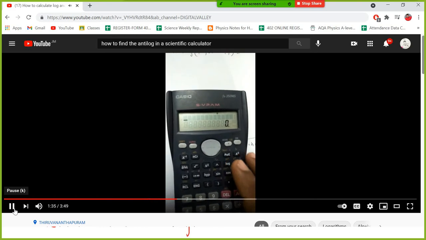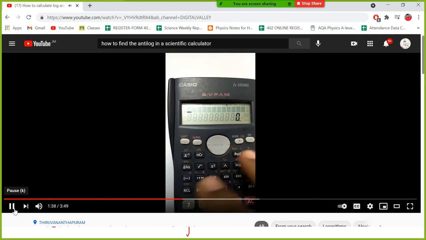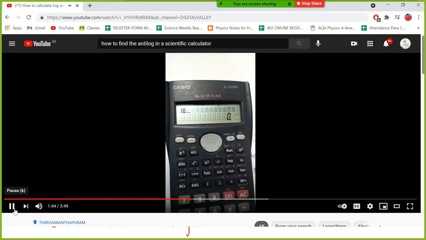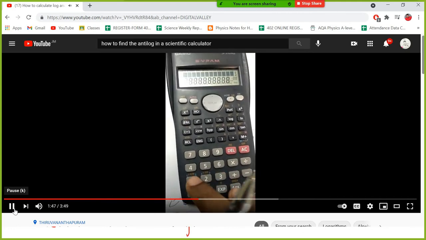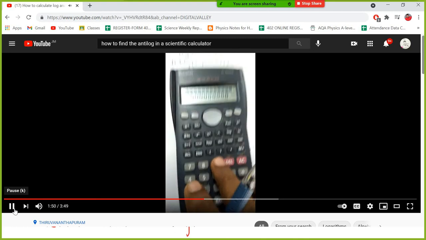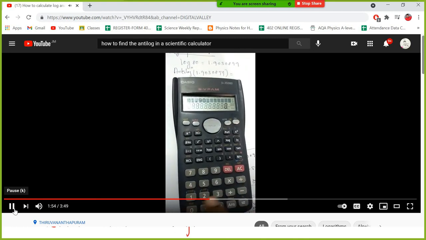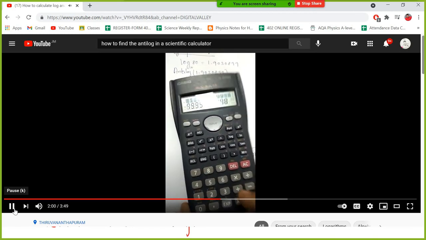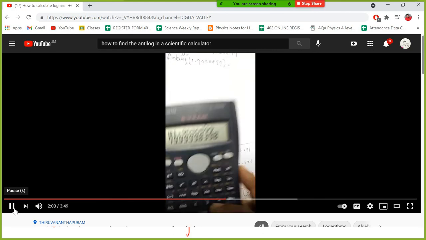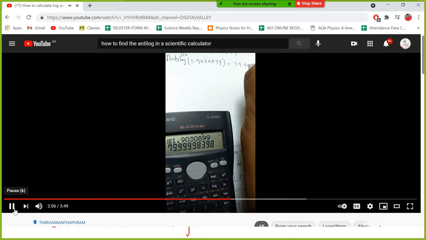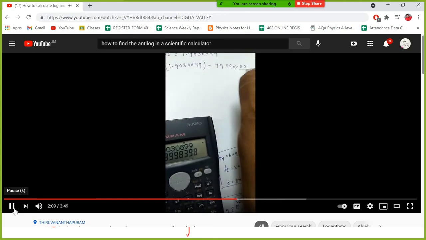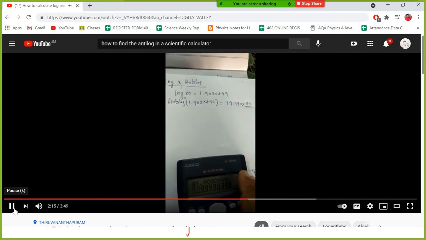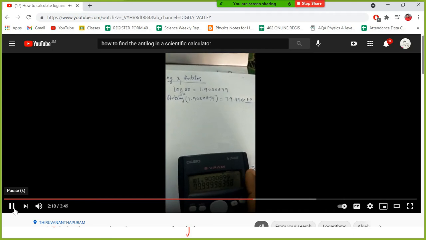Okay. So the procedure is click shift, click log, then substitute the value, that is 1.903080999. The value I'm getting is something like 79.999, that is equal to 80. Okay, so if this is a natural log, you can substitute the values directly.